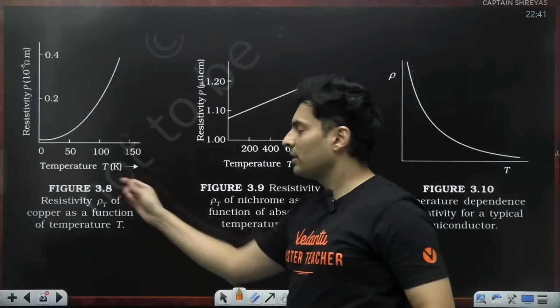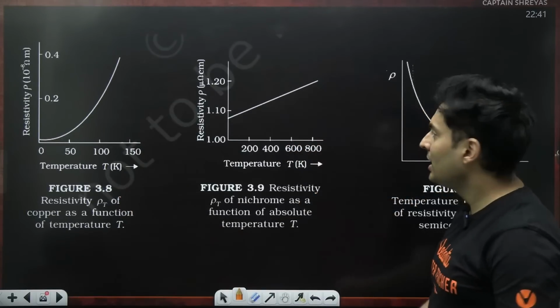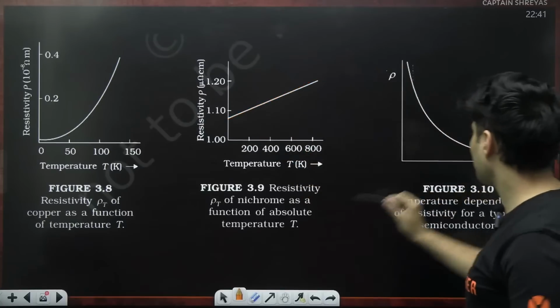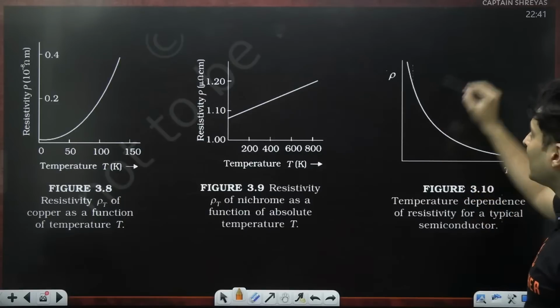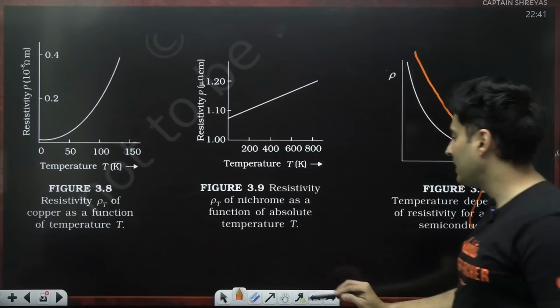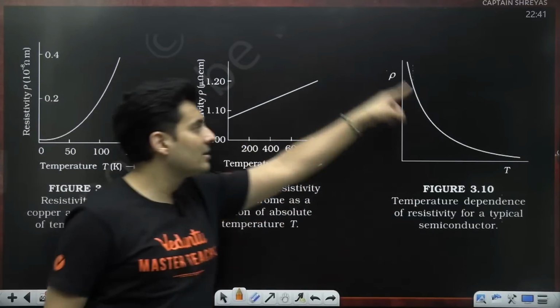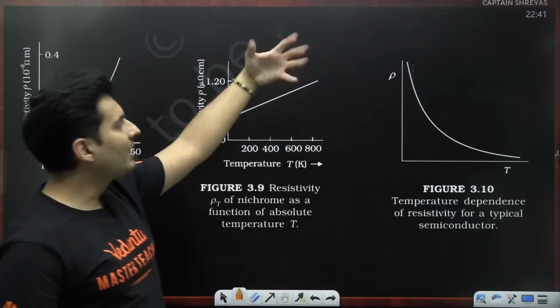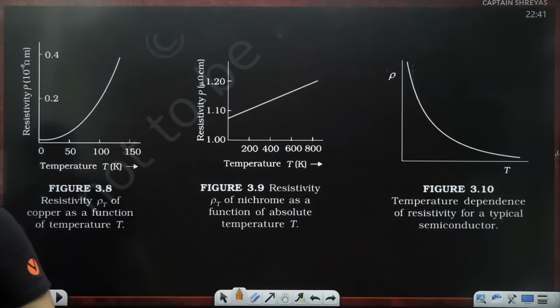You can see it's for decent temperatures. Whereas for nichrome, it is almost like a straight line. There are not many deviations. This is for semiconductor. This is very weird. Instead of increasing, the resistance goes down. Why this happens? We will see it in that particular chapter, not here. But you should know that it is weird. Instead of increasing, it decreases. That's why there is a dedicated chapter only for that.